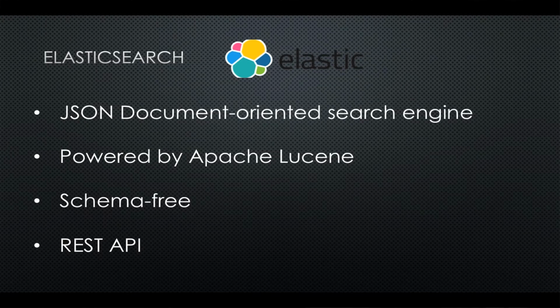So Elasticsearch, this is a JSON document-oriented search engine. This is powered by Apache Lucene, which is an open source search engine tool that's been around for many years. And it's schema-free, so that makes it easy to get started because you don't have to define your schema up front like you do with SQL.